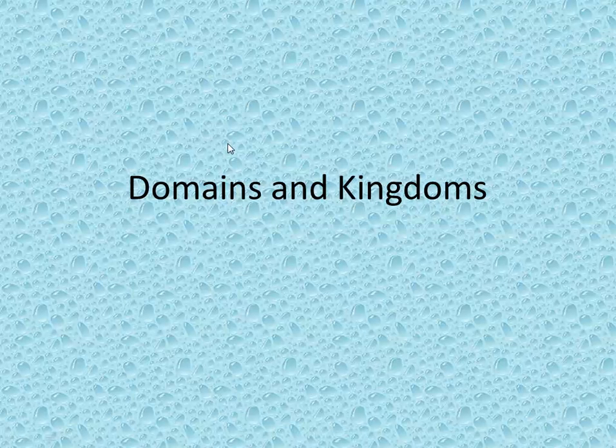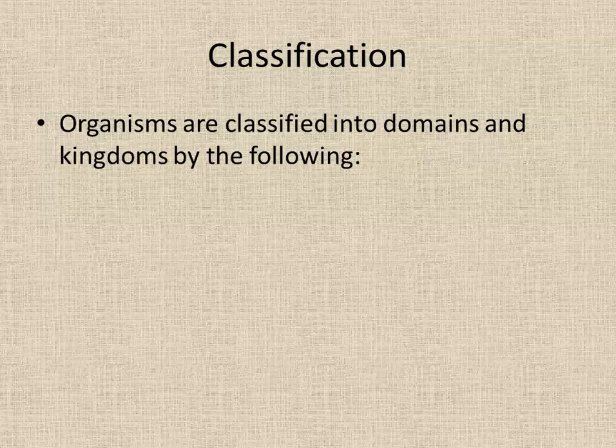Alright guys, today we're going to talk about domains and kingdoms. These are the two largest levels of classification. Domain is the broadest and then comes kingdom. When we talk about classifying domains and kingdoms, there are three criteria that we use in placing them in which domain or which kingdom.